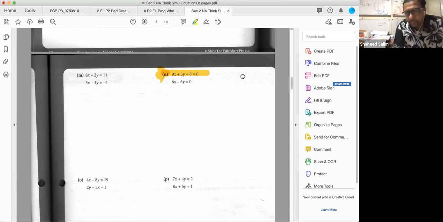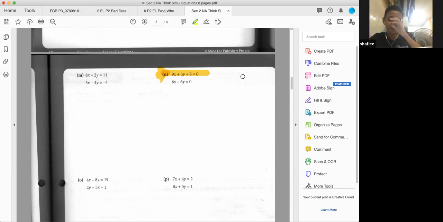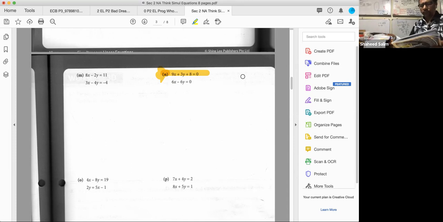Shafi can do. You got the answer already. Can you type in the answer, Shafi? It's a fraction, right, Shafi? You tell me what's your answer. Just tell me now. X equals to? X equals to -2/3. Then Y -2/3. Okay, well done. You try the next one. Try M.